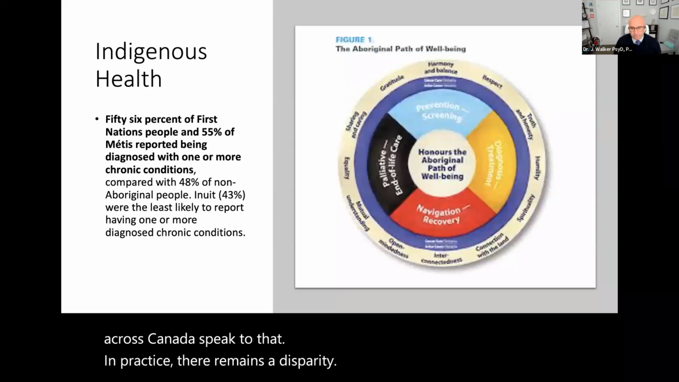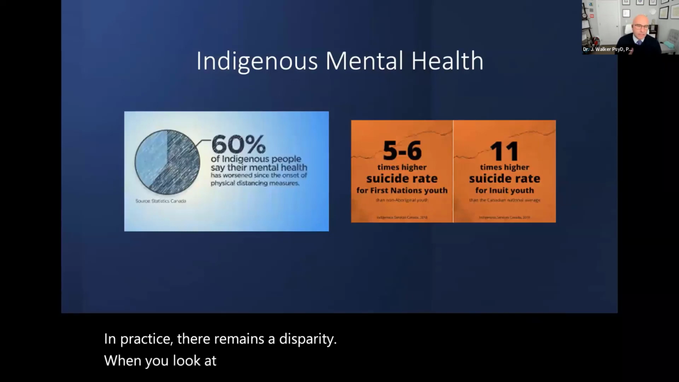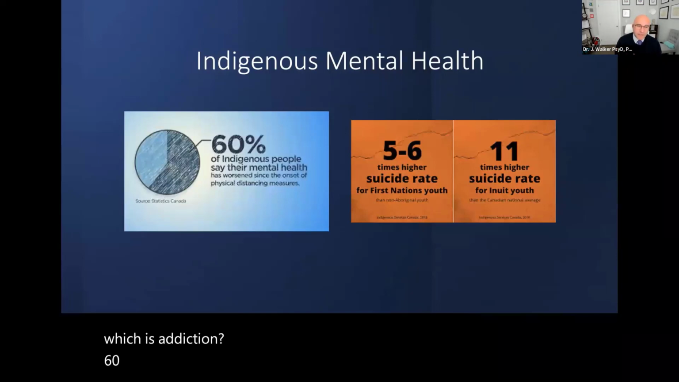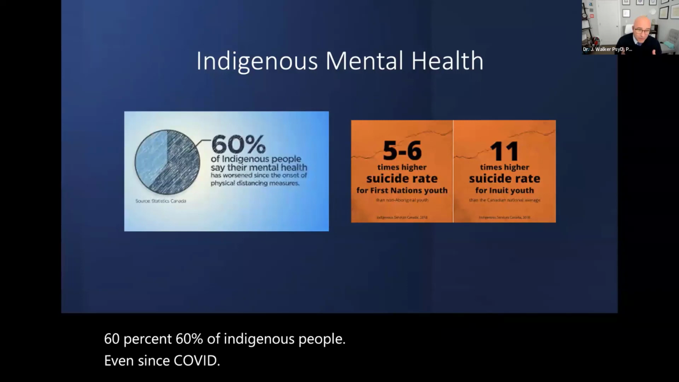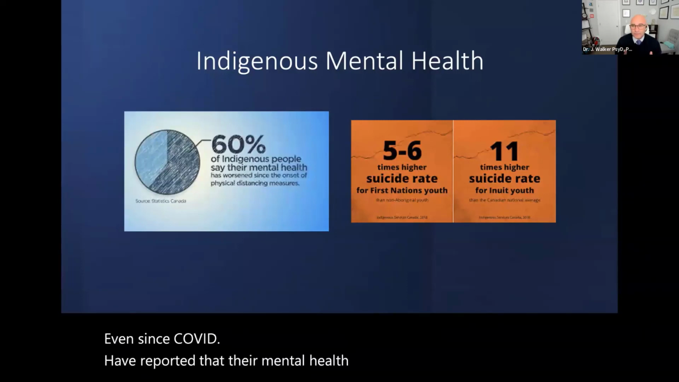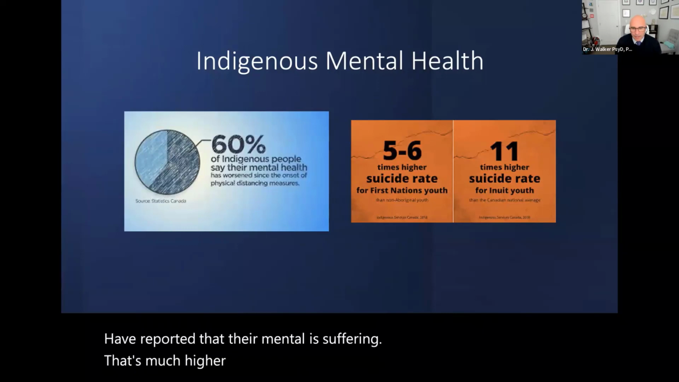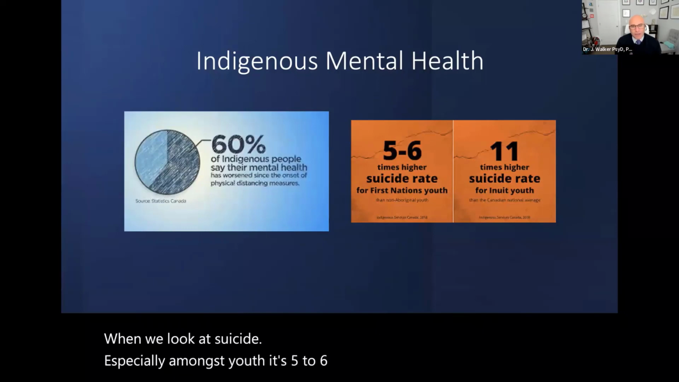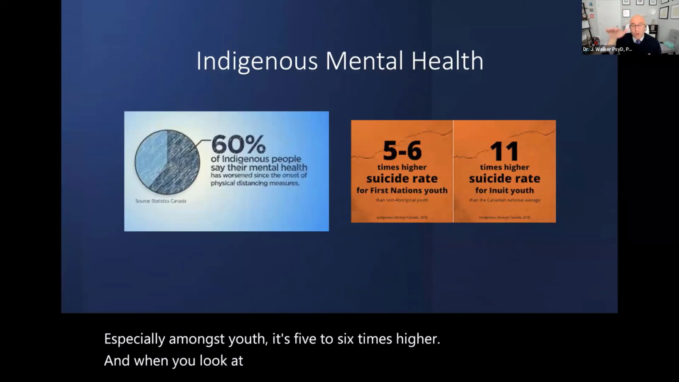So when you look at Indigenous mental health, in the area that I practice in, which is addiction, 60% of Indigenous people, even since COVID, have reported that their mental health is suffering. That's much higher than what we see in the national average as well. When we look at suicide, especially amongst youth, it's 5 to 6 times higher. And when you look at the extreme north of Canada, it's 11 times higher.